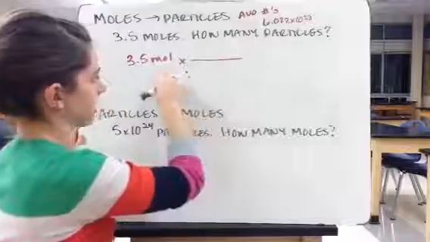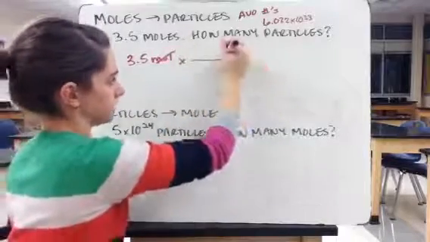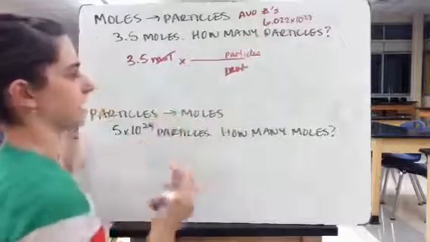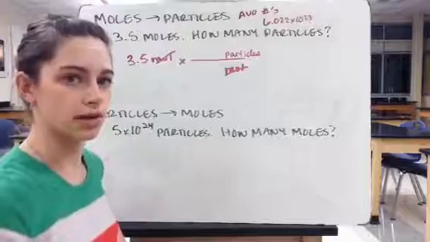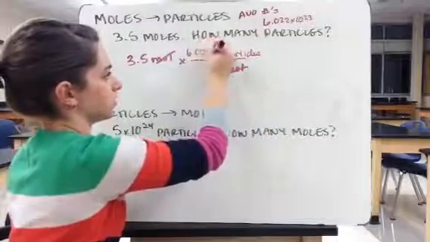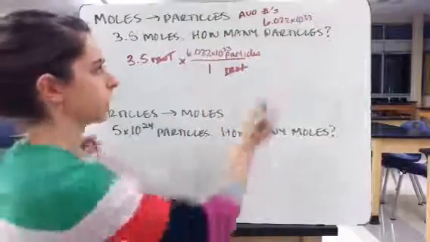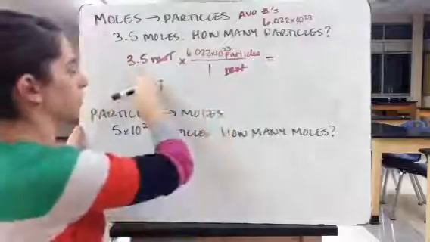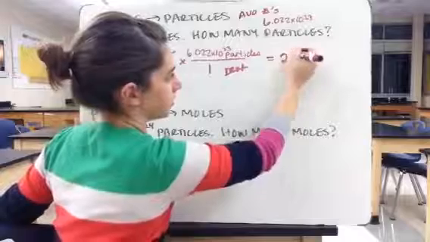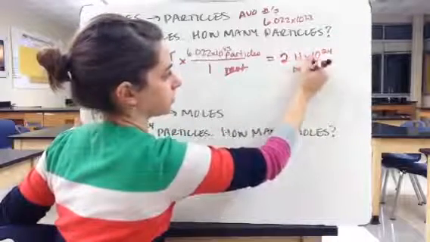If I set up my conversion, I have moles on the top, so I want moles on the bottom, which means I want particles on the top here. Now, you have to ask yourself how many particles are in a mole. That's where your 6.022 comes in. There are 6.022 times 10 to the 23rd particles in 1 mole. When you multiply 3.5 times 6.022 times 10 to the 23rd, you get 2.11 times 10 to the 24th particles.